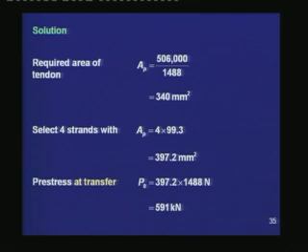The prestressing force at transfer P0 is equal to the area of the prestressing steel times the allowable stress, which gives P0 equal to 591 kilonewtons. Thus, the required prestressing force was 506 kilonewtons, but we can apply a slightly higher prestressing force because we had used approximate values of AC and AT in our calculations. Next, we are doing the final round of calculations with the accurate values of AC and AT.